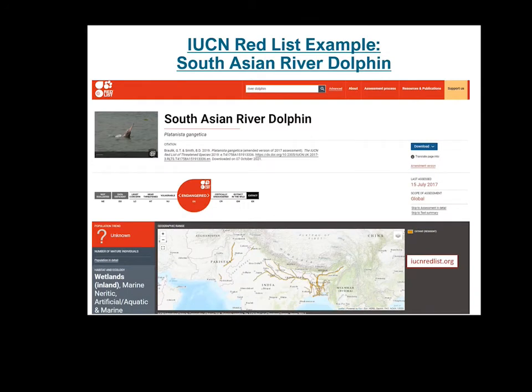This slide shows an example of a Red List assessment of a South Asian river dolphin. Each assessment has the scientific name of the species as well as the link to the assessment report. It also informs what the species status is. In this case, you can see in bold red that this species is assessed as endangered. Every assessment also includes the distribution map of the species. Here it's shown in orange, following the major rivers in its range, and it also includes the date that it was last assessed.